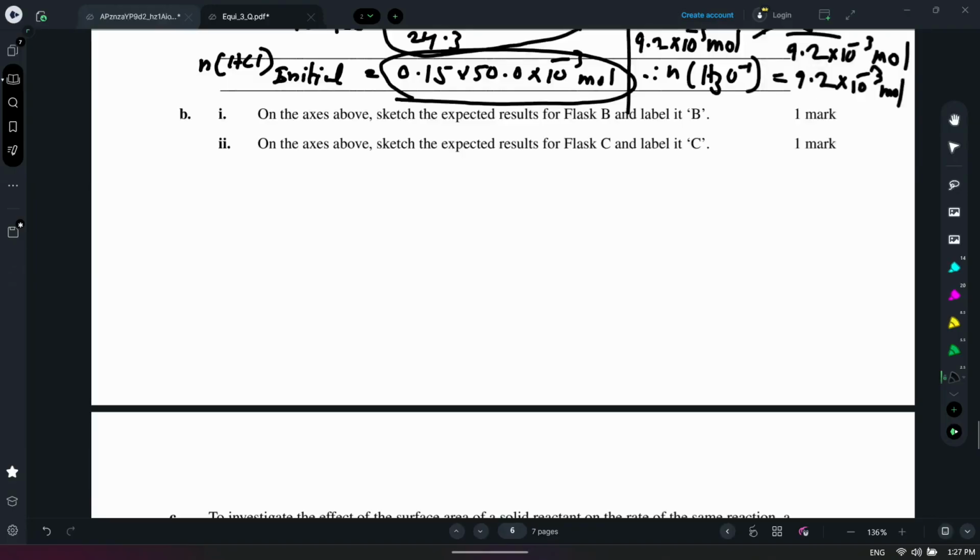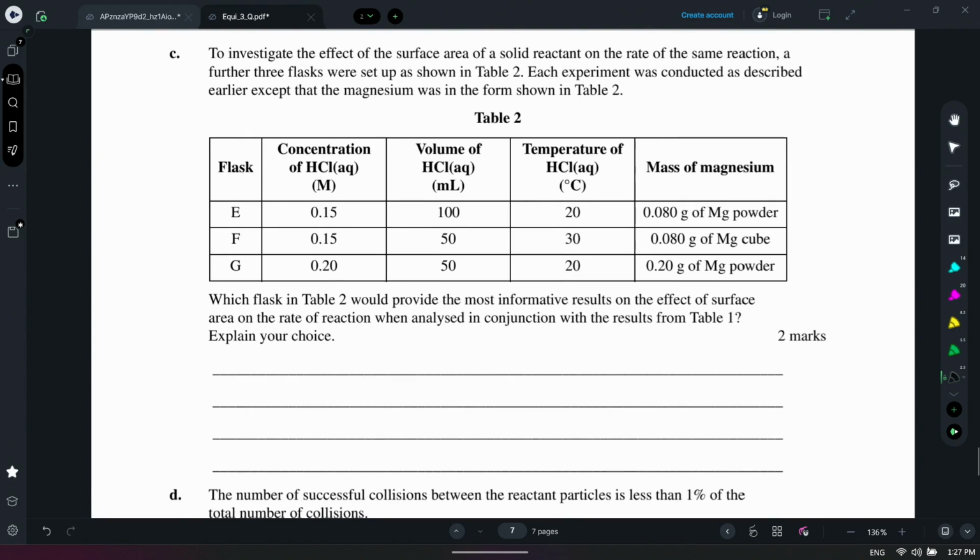All right, let's go into the next question. In the next question, what are we doing? We are trying to investigate the effect of surface area. So if you are trying to investigate the effect of surface area, you need to keep all the other conditions controlled. The only thing you should change is the surface area. How would you change the surface area? Look, if you had used a magnesium ribbon, this time you can use magnesium powder.